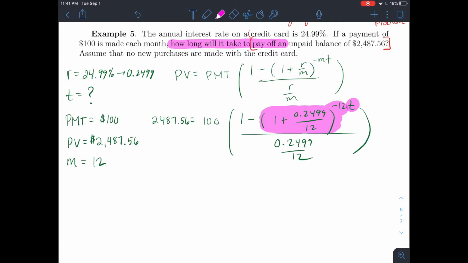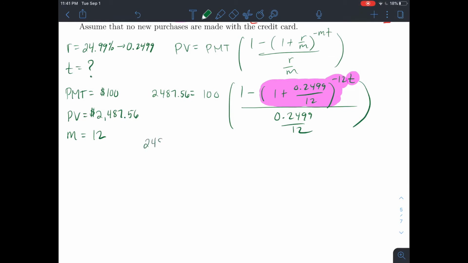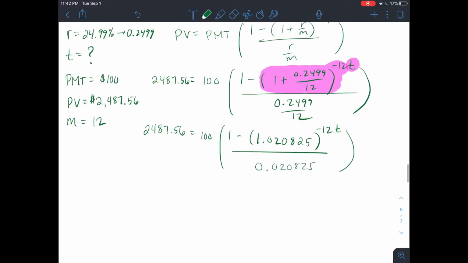Alright, so let's simplify everything before we start moving math expressions, numbers around. So the left hand side, we can't do much about that. Here we're going to have 1 minus. And so we're going to go ahead and punch this into our calculator. That's going to be 1 plus 0.2499, divide that by 12. And that's going to give us 1.020825 raised to the negative 12t. All over, and then we can simplify this. This will be 0.020825.